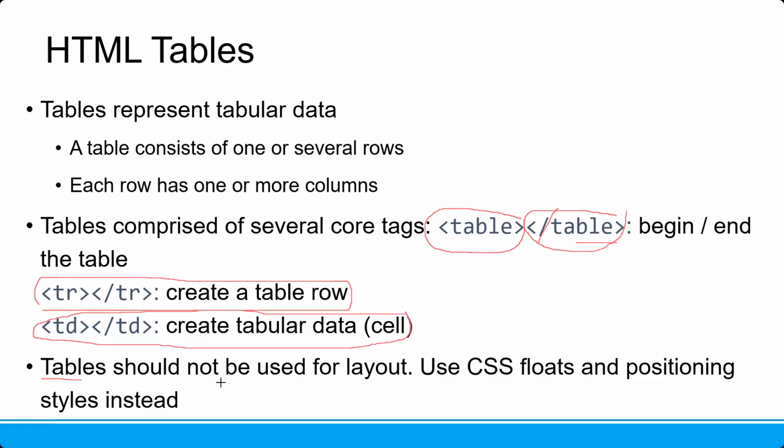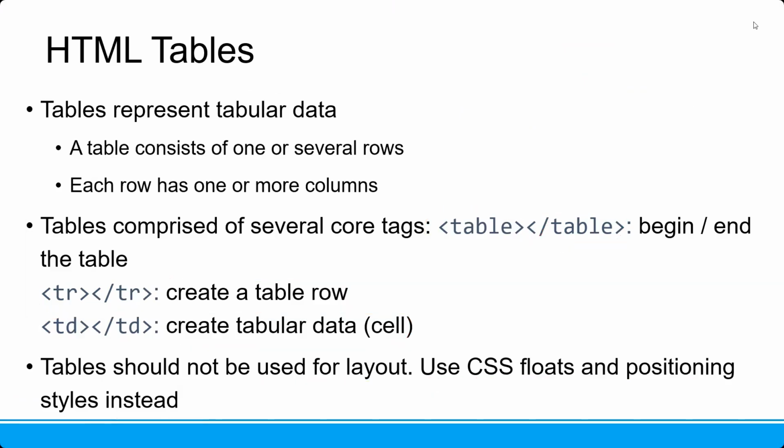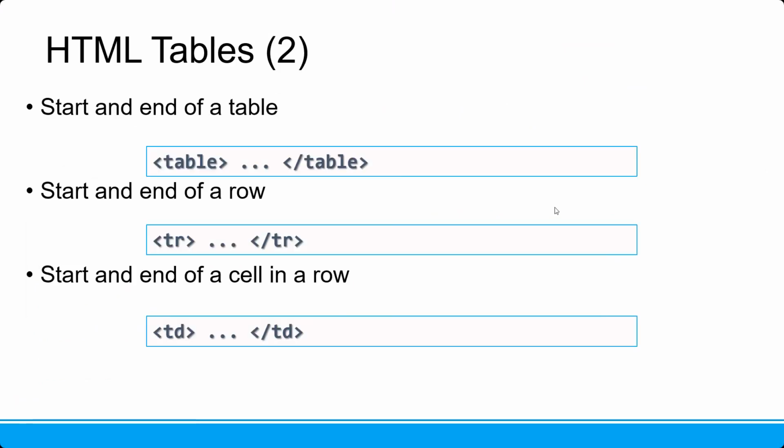So tables should not be used for layout. Use CSS floats and positioning styles instead. I will not teach you how to use CSS for tables, because we can use some libraries to make the table more functional and more beautiful. Okay. So I will just teach you the basic one, how to create a table.